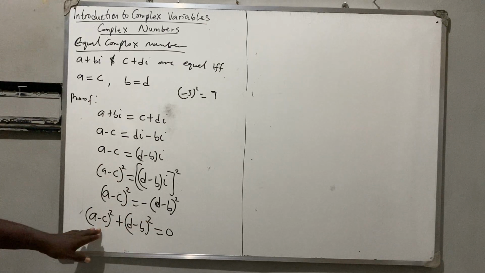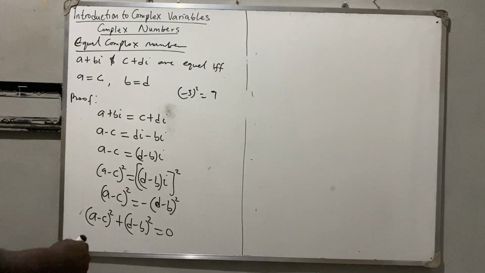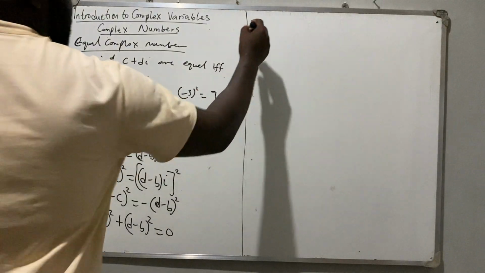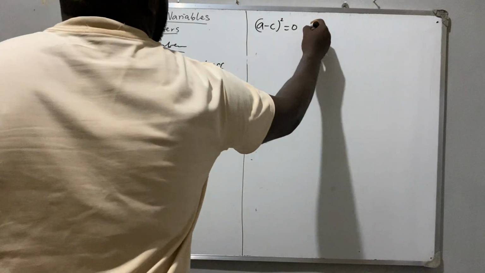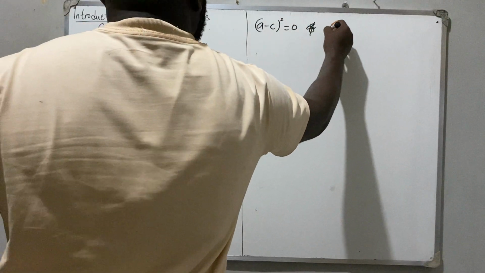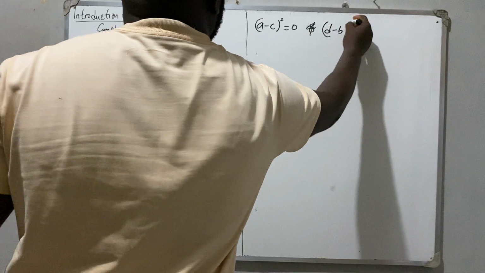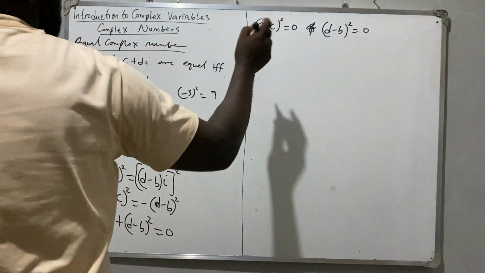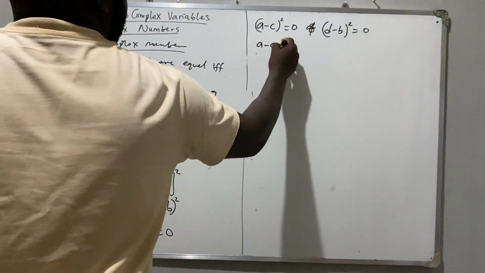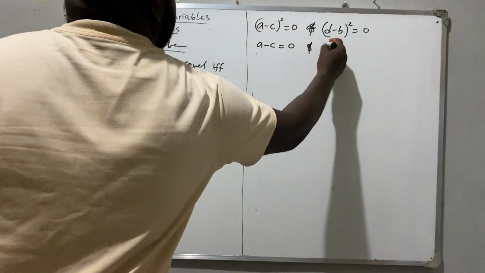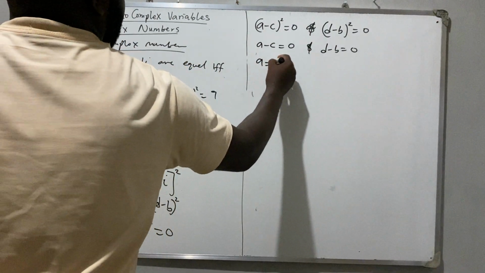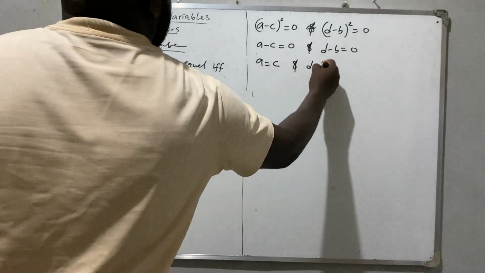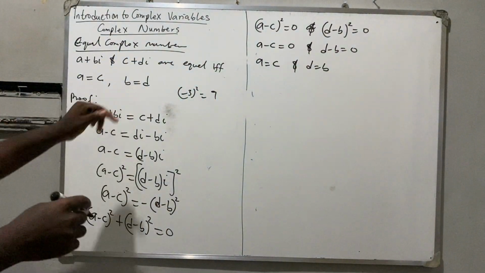So that means this first one is 0 and the second one is 0. From this condition, you will see that (a minus c) all squared is equal to 0, and (d minus b) all squared is equal to 0. If I take the square root of both sides, I will see that a minus c is equal to 0 and d minus b is equal to 0. So this one crossing here, you see that a is equal to c and d is equal to b. So you see that it is proven.